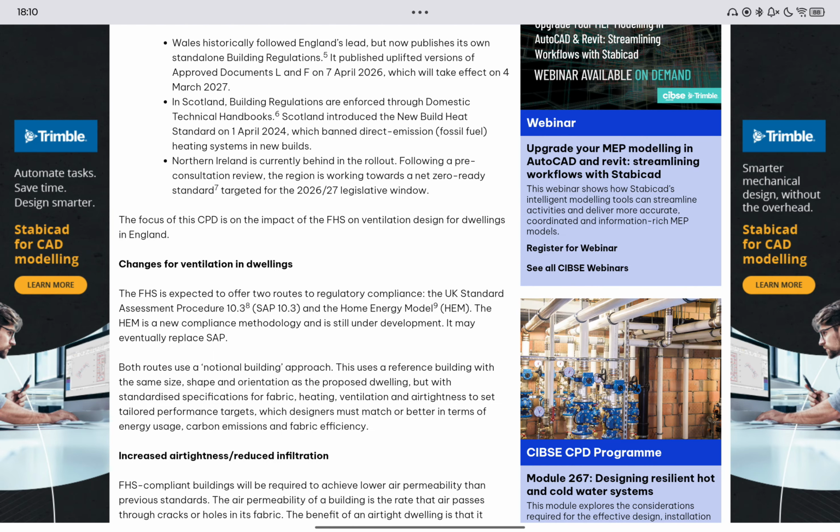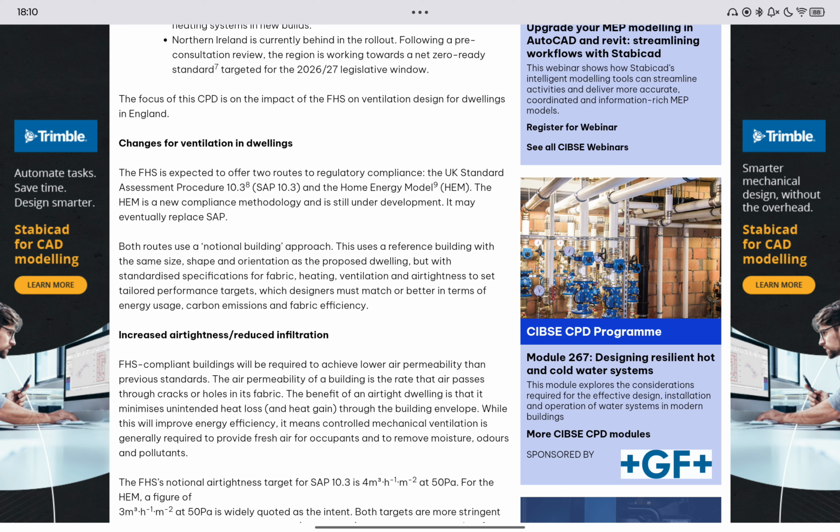The focus of this CPD is on the impact of the Future Home Standard on ventilation design for dwellings in England. Changes for ventilation in dwellings. The FHS is expected to offer two routes to regulatory compliance: the UK Standard Assessment Procedure 10.3, SAP 10.3, and the Home Energy Model, or HEM.